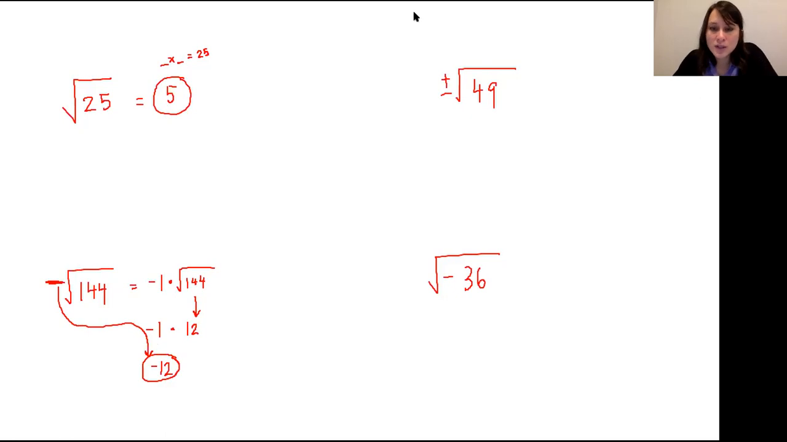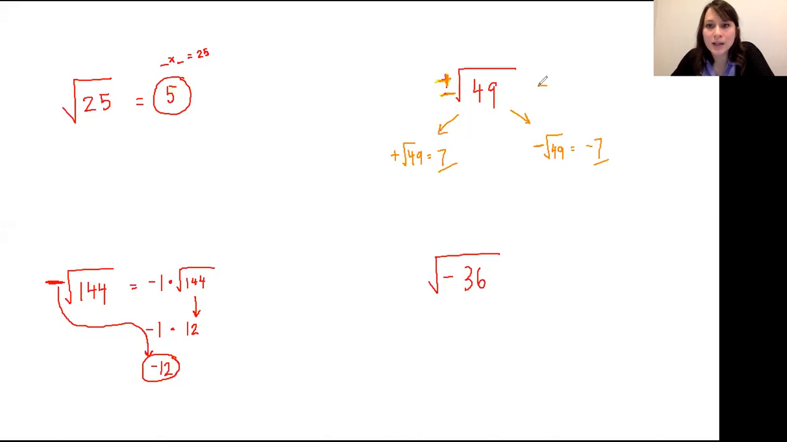Now we're going to look at a new symbol, positive or negative sign. This means your answer or your problem can be positive or negative. So that's how we kind of explain this sign, positive or negative. So this is saying, what is the positive or negative square root of 49? Which means your answer will be positive or negative, because a positive square root of 49 is just 7, and then a negative square root of 49 is -7, right? So we have a +7 or a -7.